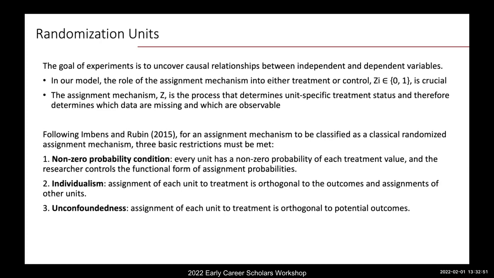Individualism: treatment is orthogonal to the outcomes and assignments of other units. And unconfoundedness: assignment of each treatment unit is orthogonal to potential outcomes. So each person has one treatment status assignment, and this assignment is independent of everybody else's assignment.